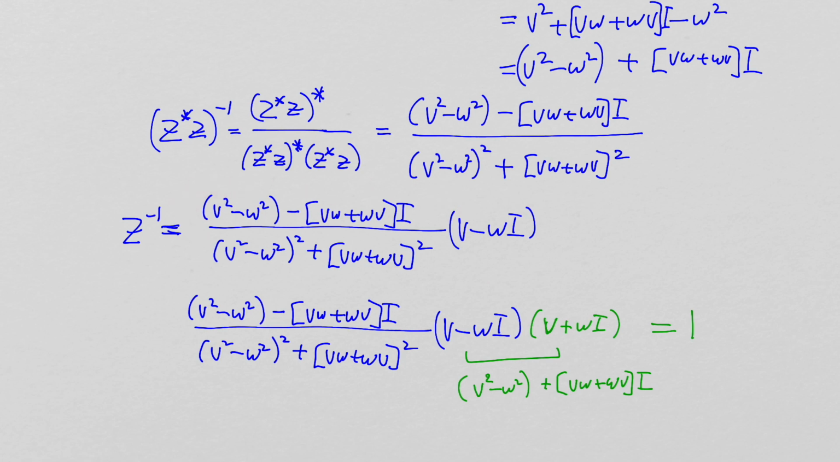And then you can test this out pretty quickly by multiplying z inverse times z, which had better give you 1. Well, z is v plus w I. This guy here ends up being v squared minus w squared plus this symmetric sum times I, and here you have the minus, and of course that's going to add up to be exactly this, and you're going to get 1. Very nice.